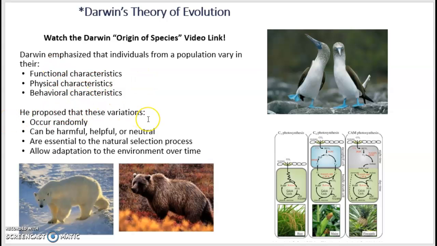These are all things that vary between individuals in a population. And he proposed that these variations do occur randomly. They can be harmful, they can be helpful, or they can be neutral. They are essential to the natural selection process that we are going to discuss next week, and they are what allow adaptations to the environment over time. All right, and we're going to talk about that on Wednesday. We're going to look at the blue-footed booby. We're going to talk about polar bears, and we're going to talk about different crops.